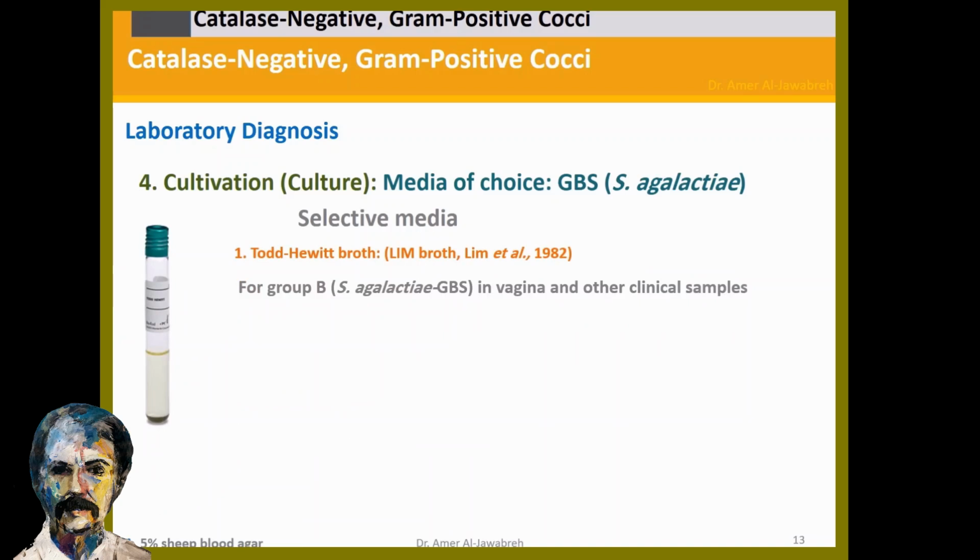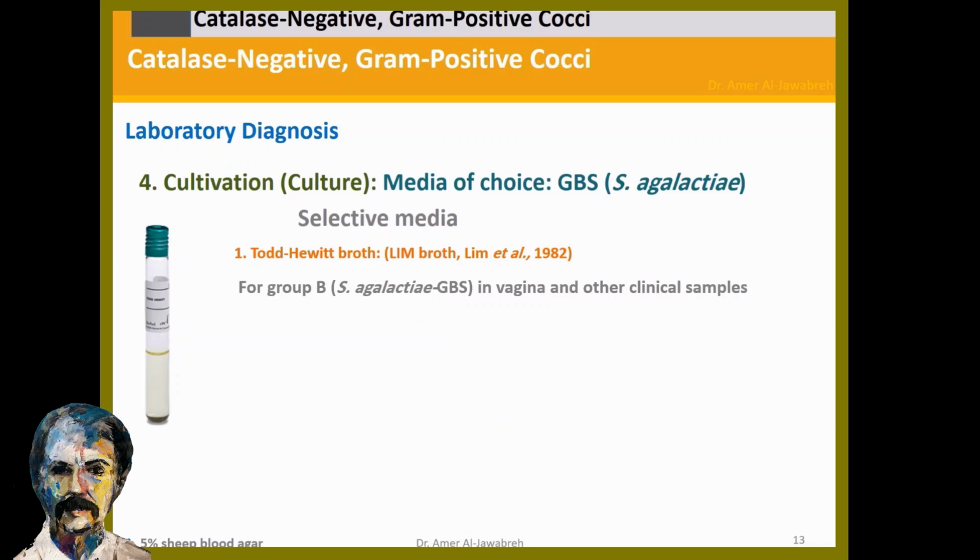Now we are going to this broth. This is a broth, selective media, for group B in particular, for women who are pregnant. Sometimes we used to receive a high vaginal swab, HVS. Then this can be used. Todd Hewitt broth. Some people call it Lim broth because of a scientist whose name is Lim, who developed this in 1982.